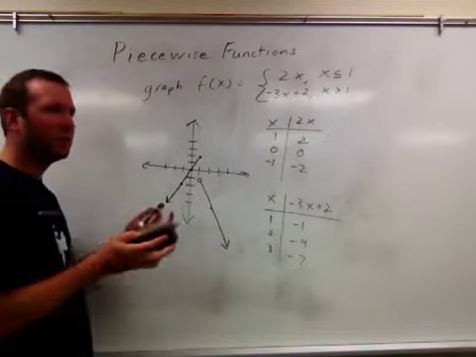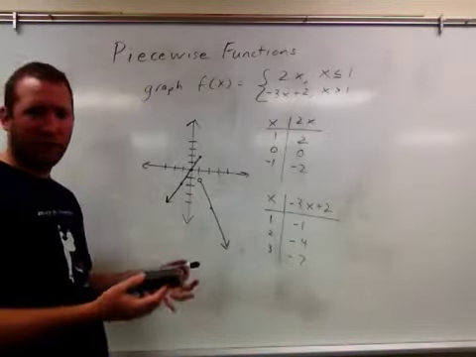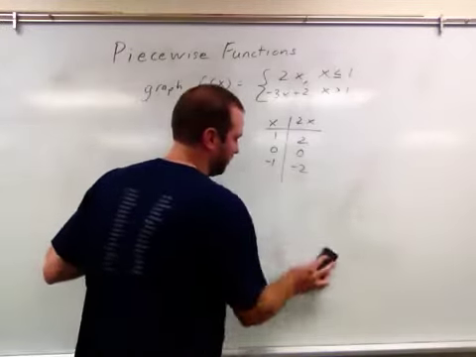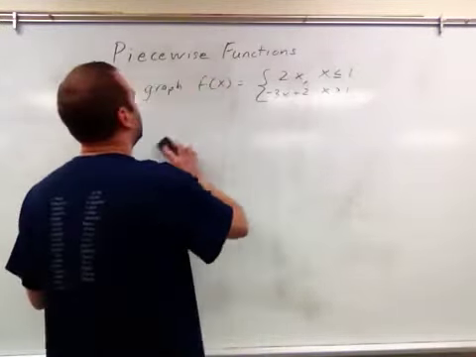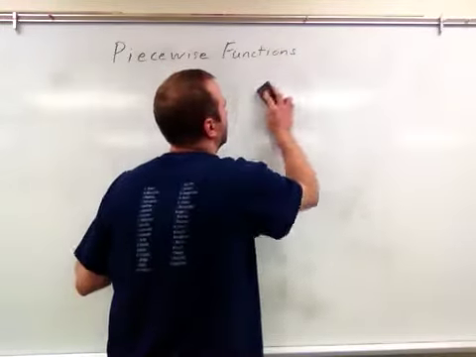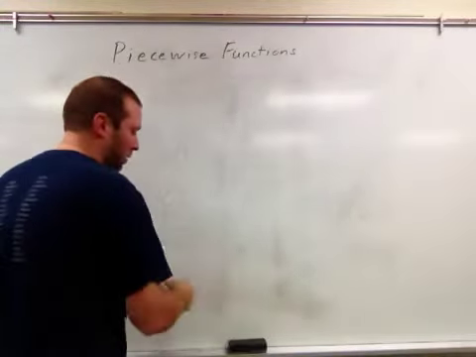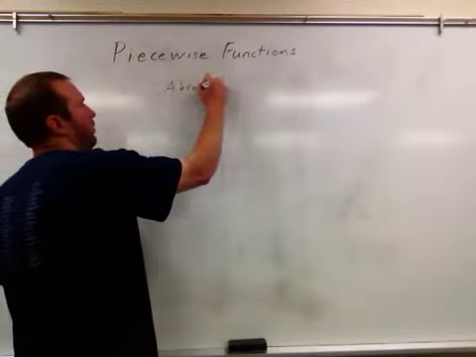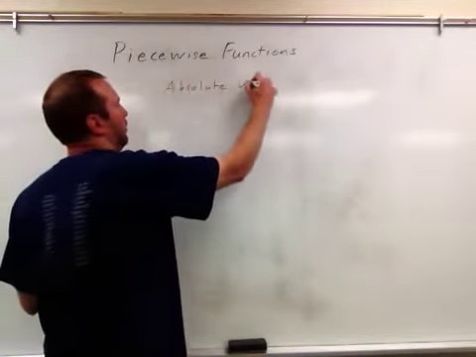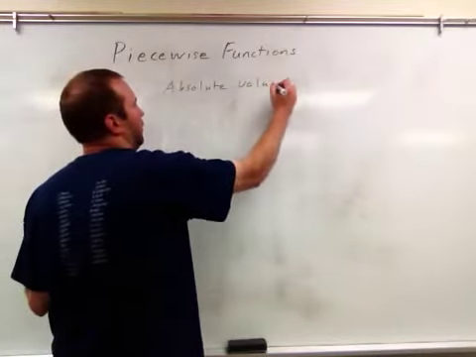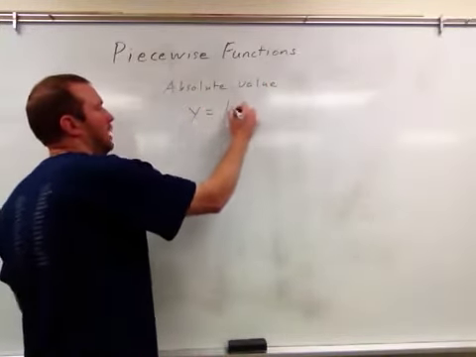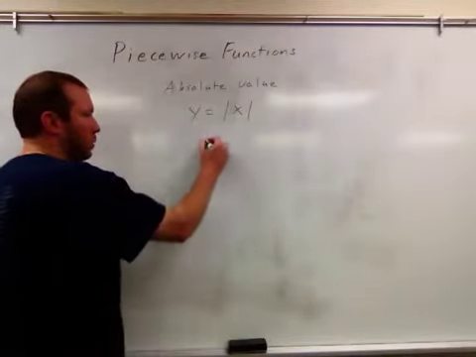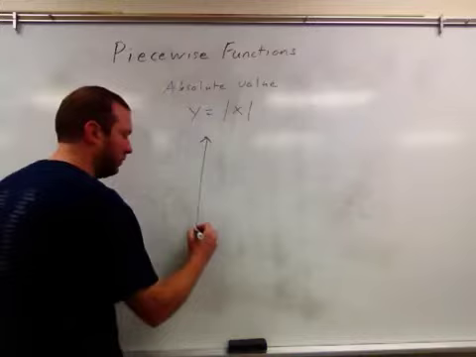All right, so the next piece we're going to connect this to is absolute value. An absolute value graph, something like y equals the absolute value of x, is actually a piecewise function. When we look at the graph of this, it's a V shape.